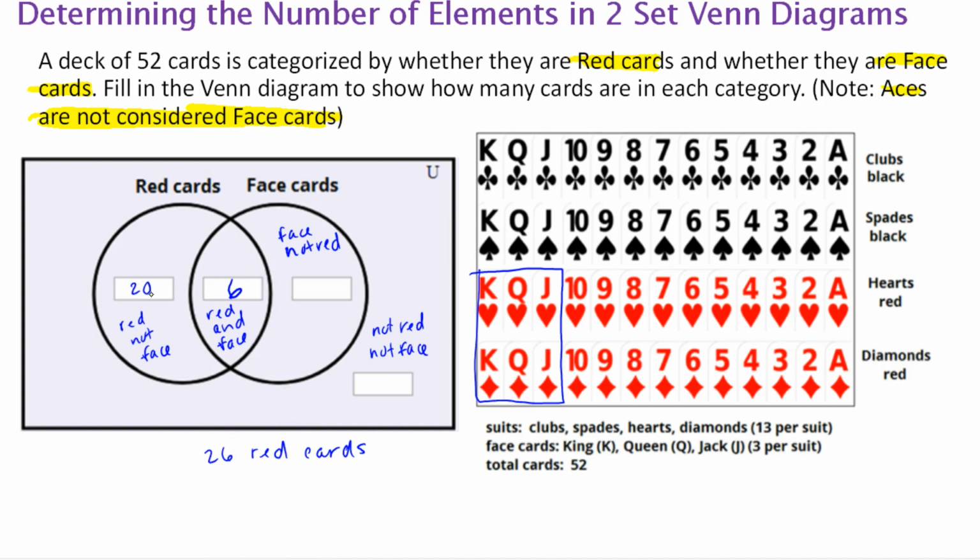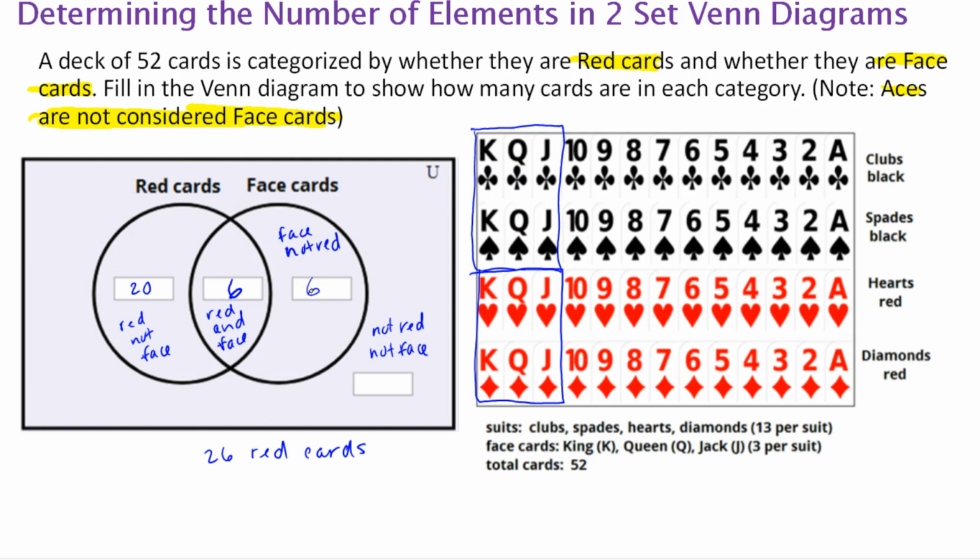Next, we want face cards that are not red. Well, in cards, they're only either red or black. There's no other colors. So face cards that are not red means face cards that are black. And notice they're right up here. And there's also 6 black face cards. So we put 6 here.